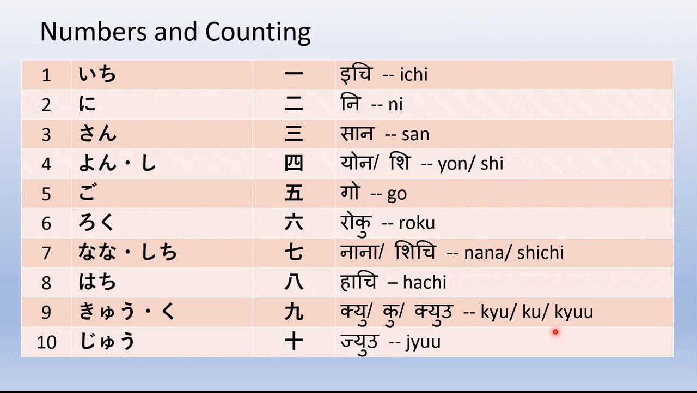Next, we proceed to numbers and counting. This is the slide that shows you numerals from 1 to 10. As you can see, the details have been divided into 4 columns. In the first column, we have the numerals written in English. In the second column, the numerals are expressed in words in Hiragana script.